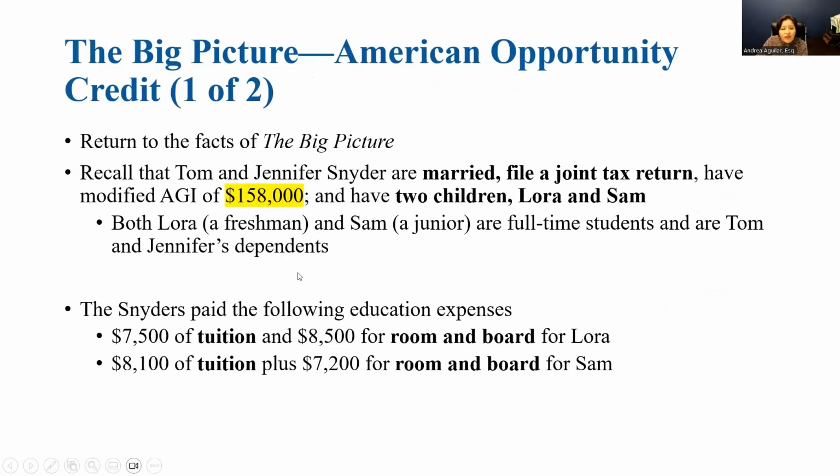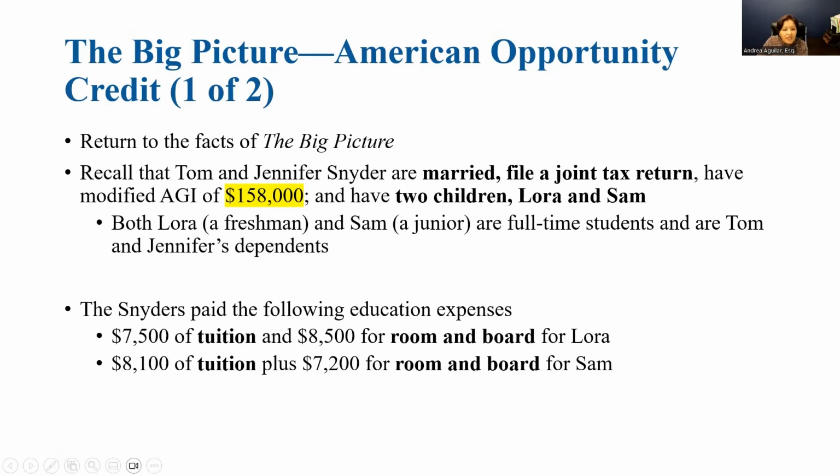Okay, so here let's review the big picture scenario. We have Tom and Jennifer. They are married, and they are filing a joint tax return. Their adjusted gross income is $158,000, and they have two children, Laura and Sam. Laura is a freshman and Sam a junior, and they are full-time students. They are Tom and Jennifer's dependents, so they satisfy these important requirements.